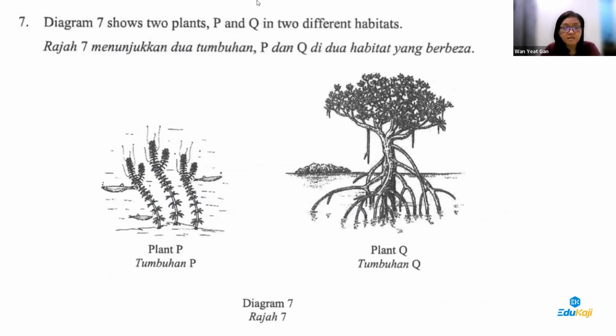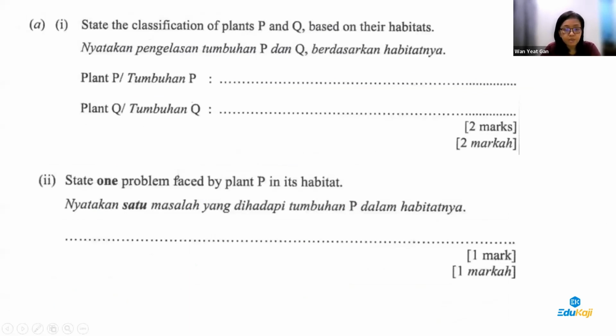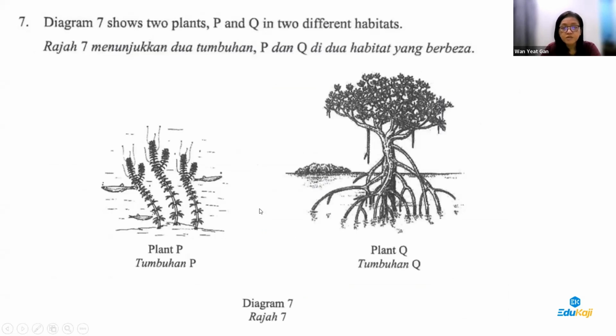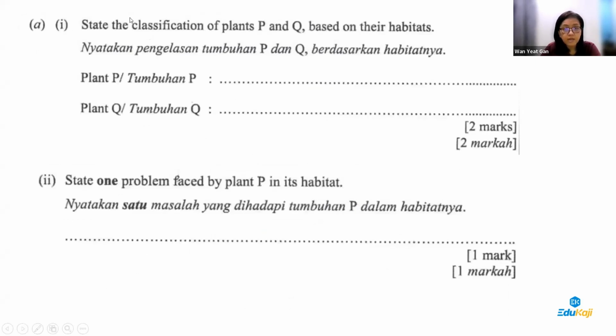Okay, next question 7. Diagram 7 shows 2 plants in 2 different habitats. So you have plant P that lives in water. You can see the fish there. And plant Q that lives above water. You can see that the roots are underneath the water. State the classification of plant P and Q based on their habitat.